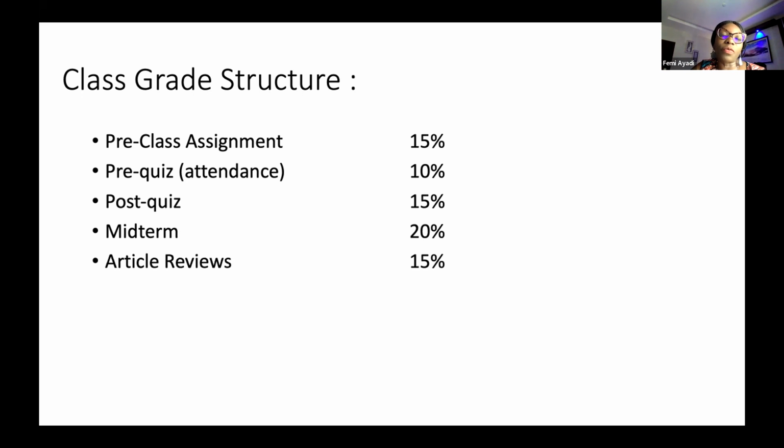So the midterm is 20%. There's also something I do maybe once every other week called article reviews, where they're reading articles that relate to the concepts we're learning in class. And then the final exam is 25%. So that's how I structure the grade.